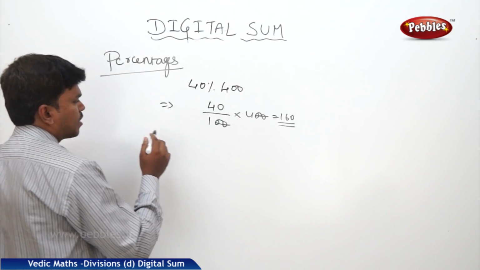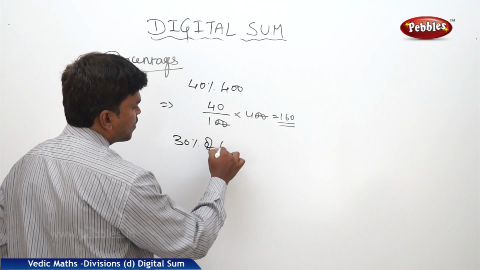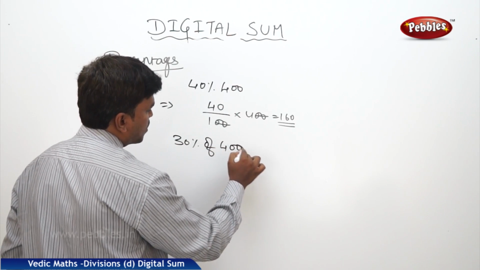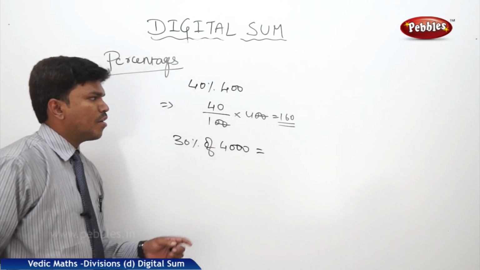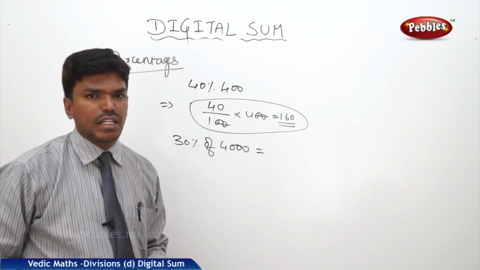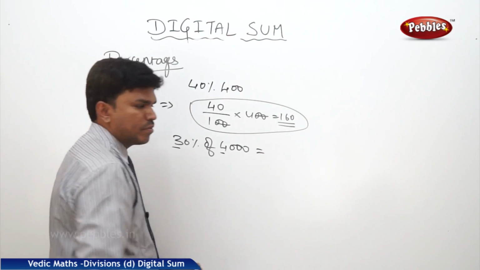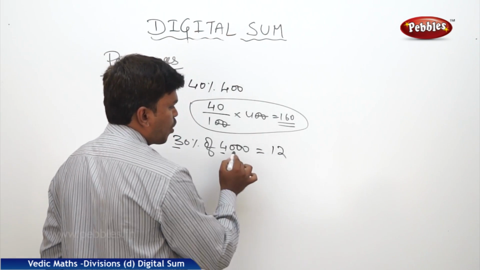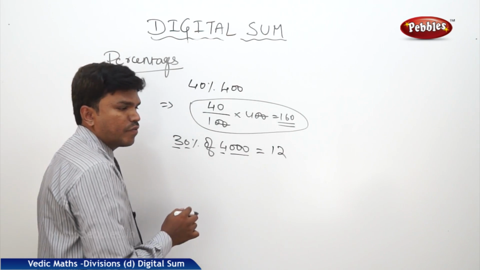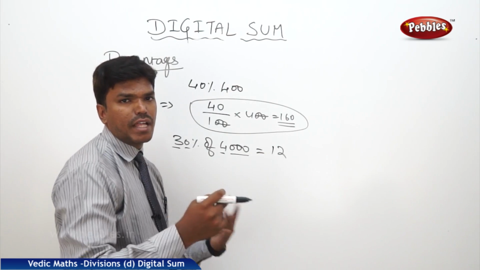What? Let us take. Suppose I want 30% of say 4,000. 30% of 4,000. Apart from going for this calculation, you better do directly like this. What is 3 into 4? 12. And how many zeros are there? 3 and 1, 4. That means I am multiplying 30 into 4,000 directly.